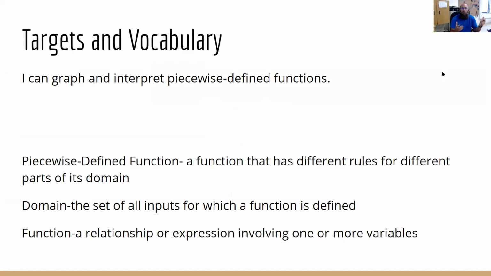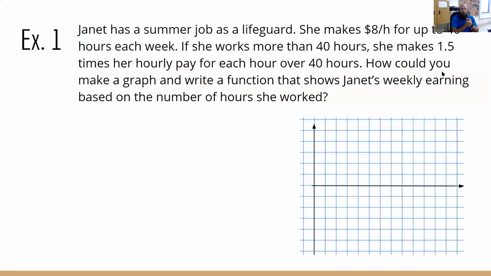This is a target: I can graph and interpret piecewise defined functions. Let's go and do that. First one. Janet has a summer job as a lifeguard. She makes $8 an hour for up to 40 hours each week. If she works more than 40, she makes time and a half, or 1.5 times her hourly pay. And that's for every hour over 40.